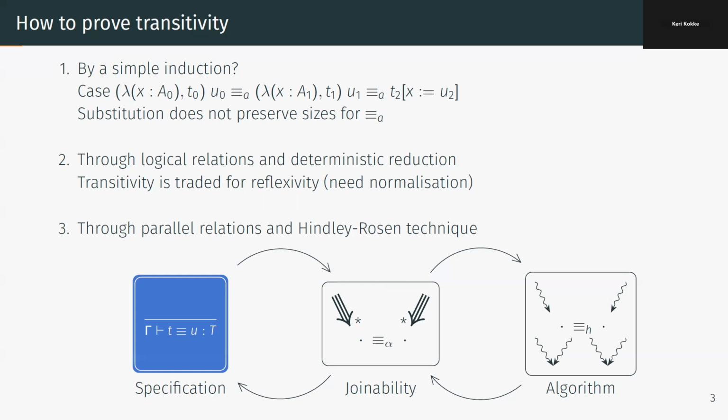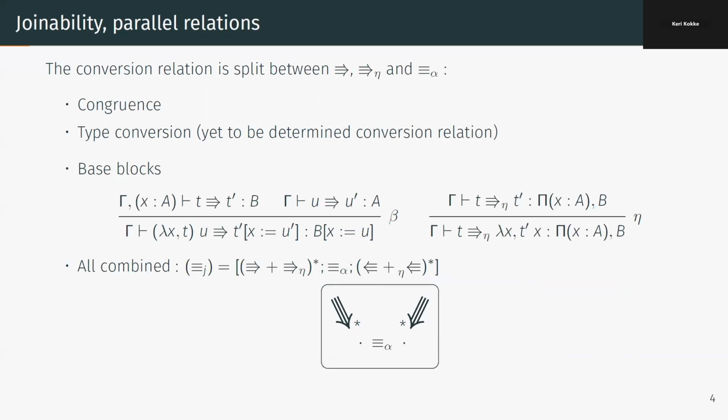It's the same path that is used for regular, untyped lambda calculus, which is to define parallel reduction relations, and also the Hindley-Rosen technique, because I'm going to have more than one relation. And so for this, I'm going to introduce a middleman between the specification and the algorithm called joinability, and prove that joinability first is transitive, and hopefully the other required properties will be easier to prove. But for now, I'm focusing on transitivity of joinability. So first, let me define what I mean by joinability.